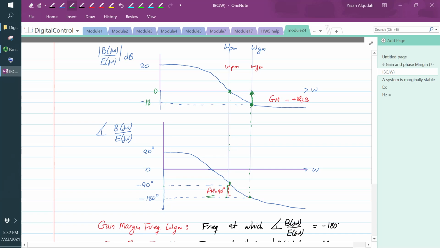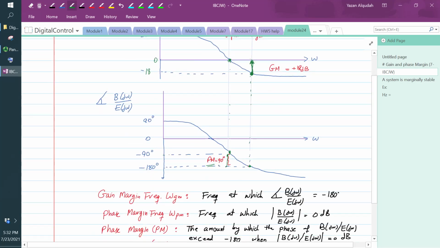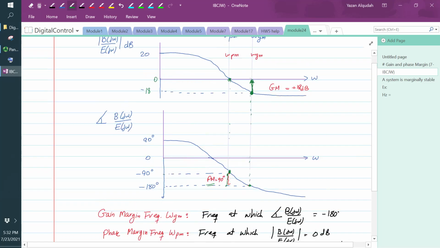I know there is negative and positive, and this might be a little bit confusing. Nevertheless, remember, the gain margin is measured from here up. If I am below the 0, then I have a positive gain margin. The phase margin is measured from the negative 180 to the point when the magnitude is 0.